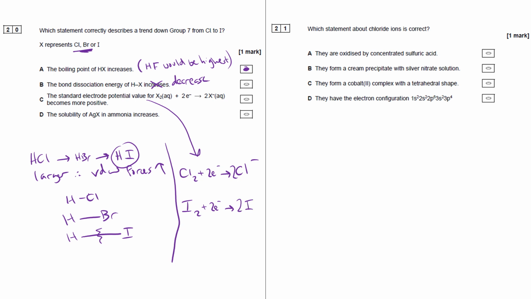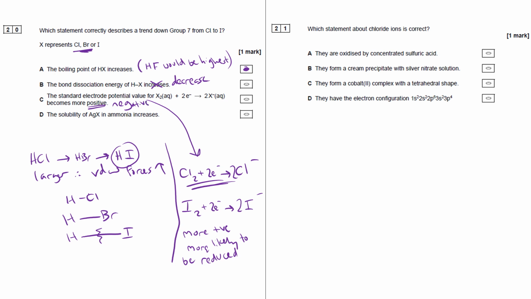So linking this to the electrochemistry topic, a more positive E value means it's more likely to be reduced, or it is a stronger oxidizing agent. Which of those chemicals is more likely to be reduced? It would be chlorine. It has a smaller atomic radius, so it's more likely to gain electrons, with stronger electrostatic attraction. So as you go down the group, iodine is less likely to be reduced. The standard electrode potential would become more negative down the group.